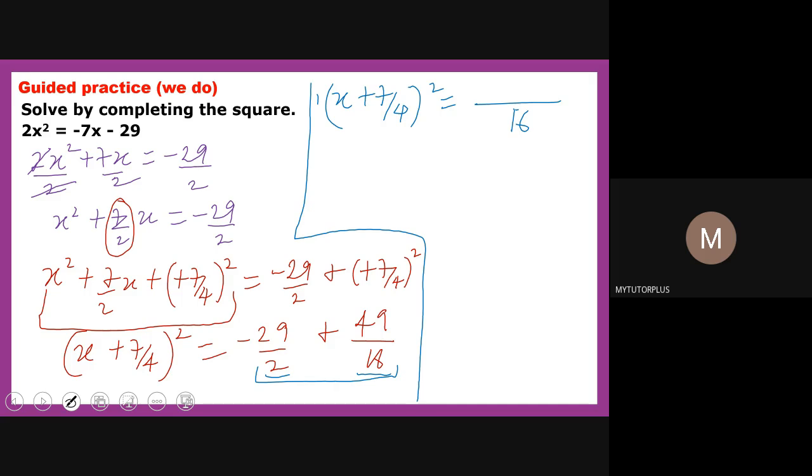So how many 2s can I get in 16? Yes. That will give me 8. Now 8 times 29 will give you what? Do you have a calculator with you? 8 times 29. I'm waiting. So that will give us minus 232.